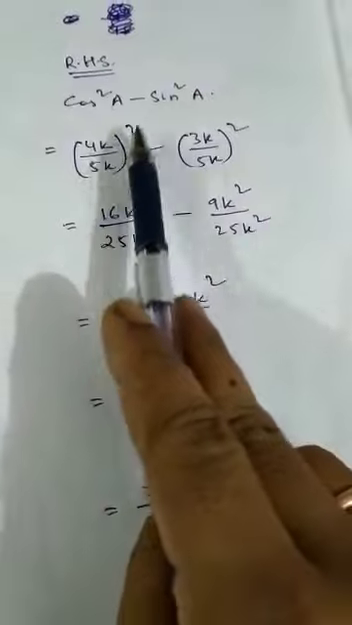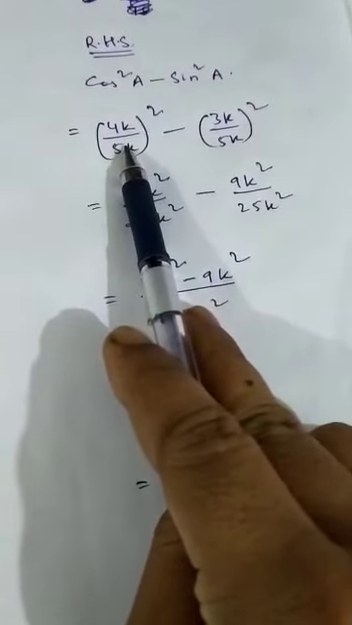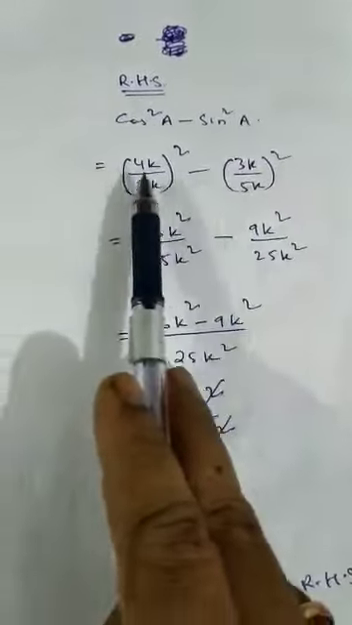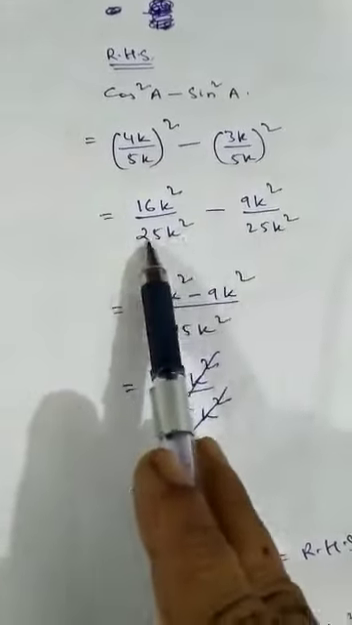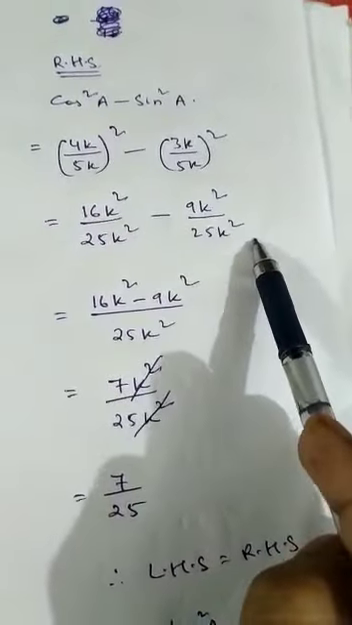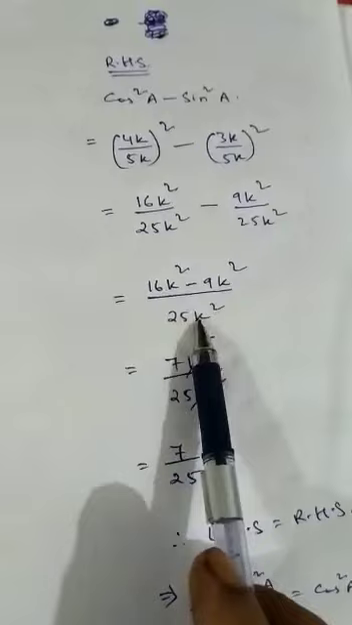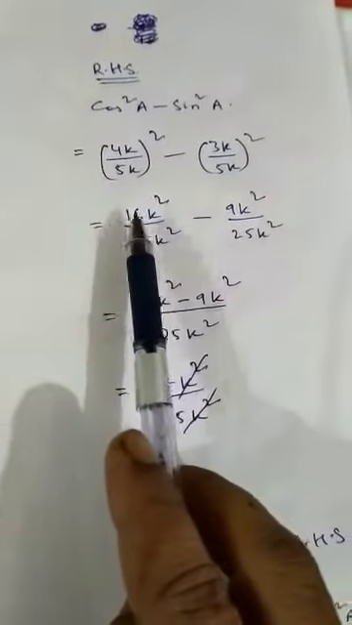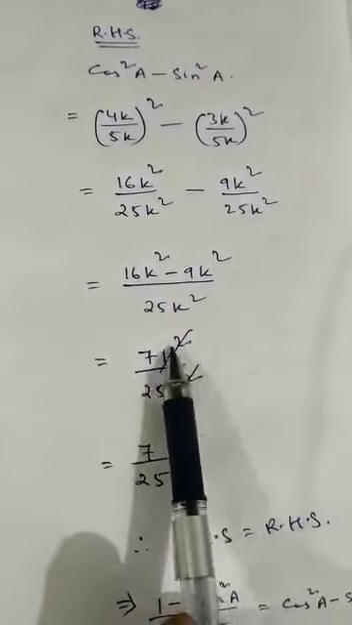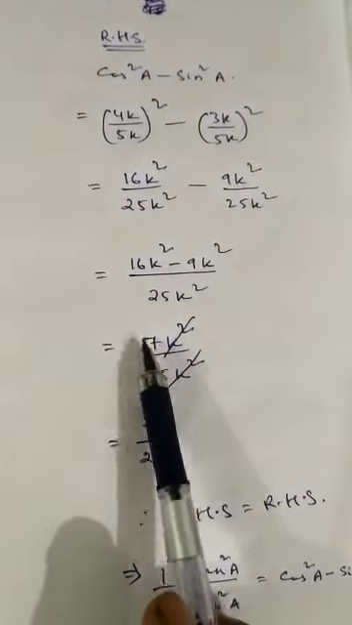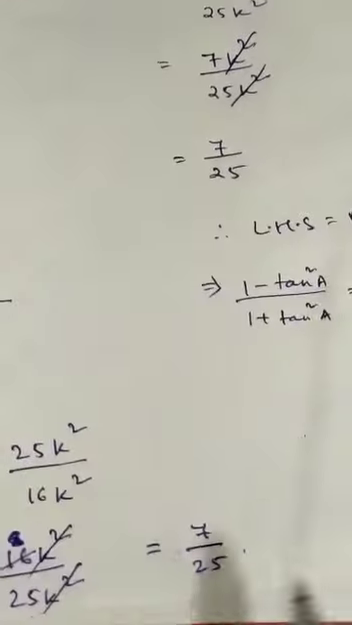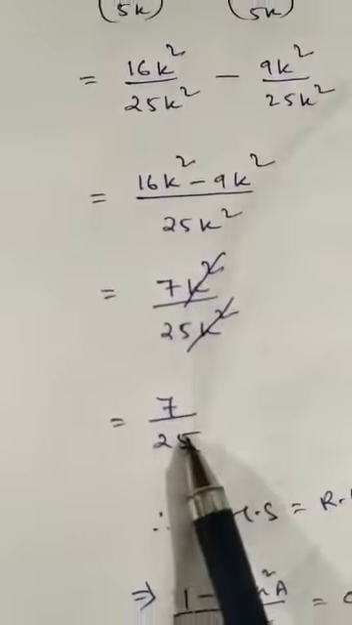See, (4k by 5k) whole square means (4k) whole square by (5k) whole square, and (3k by 5k) whole square means (3k) whole square by (5k) whole square. So (4k) whole square is 16k square and (5k) whole square is 25k square, minus (3k) whole square is 9k square and (5k) whole square is 25k square. Now if we take the LCM of these two, we will get 25k square. So if we solve it, we get 16k square minus 9k square, which is 7k square. K square will get cancelled. In the RHS I got 7 by 25, and in the LHS also I got 7 by 25.